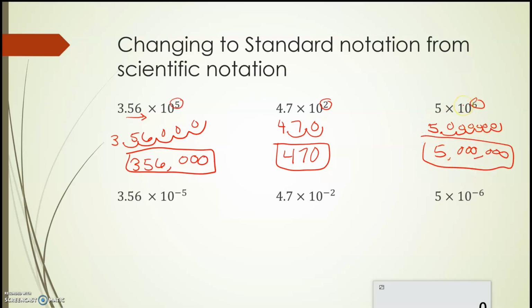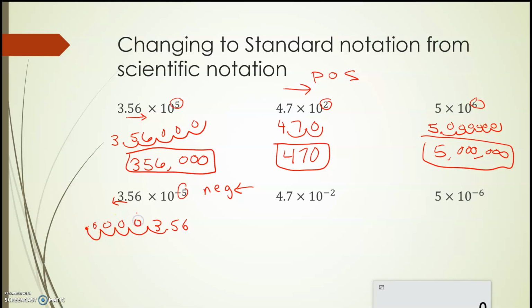These were all positive, so we moved it this way when it was positive, so that it can become a bigger number. When they're negative, we have to move the decimal the opposite direction. Okay, so when it's negative, we have to move it the opposite direction to make the number smaller. So let's do this. We're moving it 5. 1, 2, 3, 4, 5. So again, we're going to add zeros in here.